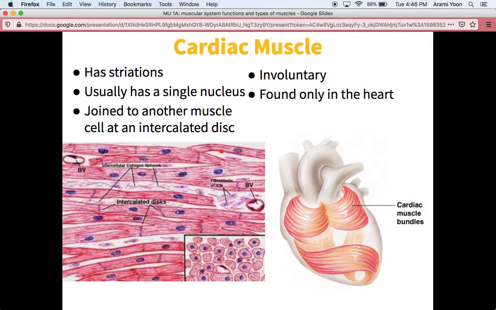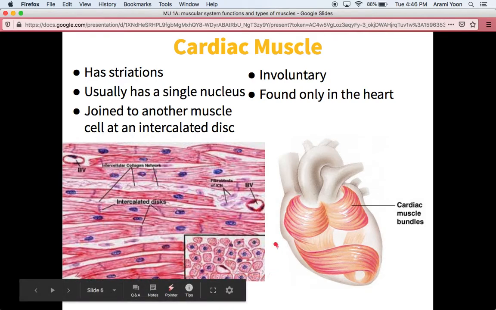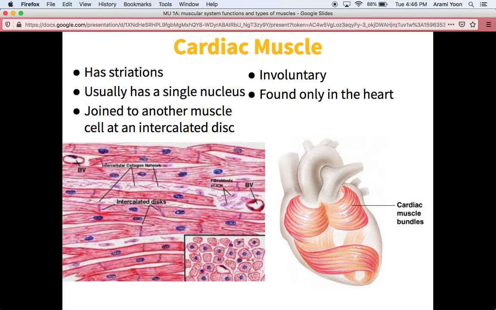Next, let's discuss cardiac muscle. These have striations, which you can see in this model here, and here's a cross-sectional view of these cardiac cells. Notice that each cell typically only has one nucleus. That's not always true, but typically it is.